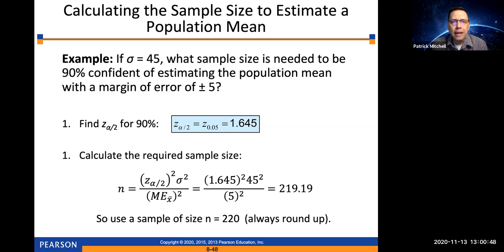So for example, if sigma equals 45, what sample size is needed to be 90% confident of estimating the population mean with a margin of error of plus or minus 5? So first we'll find z sub alpha over 2 for a 90% confidence interval, and that's a value that we've worked with before, which is 1.645. Remember, that's the z-score that cuts off the top 5% of the standard normal distribution. And I believe you have a chart with the z sub alpha over 2 values that go with different confidence levels. All right, so now we have everything we need to calculate the required sample size.